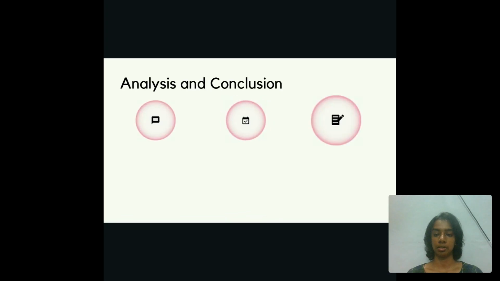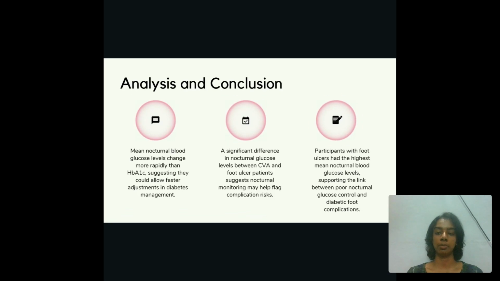Our analysis and conclusion: our findings show that the mean nocturnal glucose levels respond more quickly to physiological and therapeutic changes than HbA1c. Patients with foot ulcers had the highest value of nocturnal glucose levels. A significant difference in nocturnal glucose was observed between those with cerebrovascular accidents like strokes and foot complications, suggesting that monitoring nighttime glucose might serve as an early warning for specific diabetic complications.